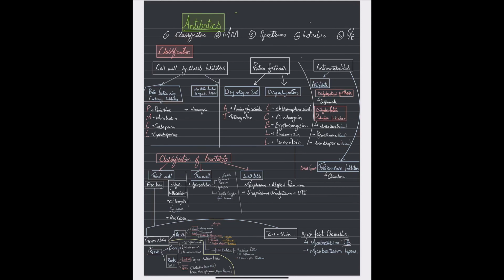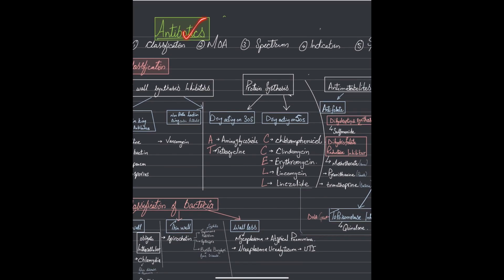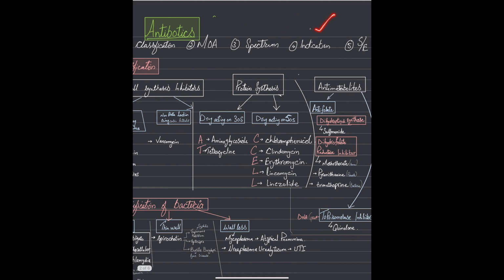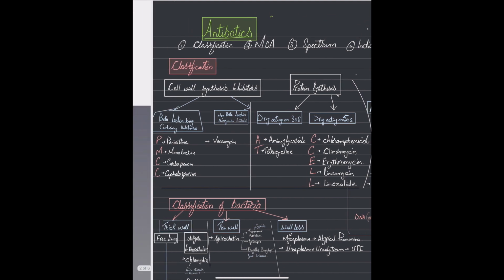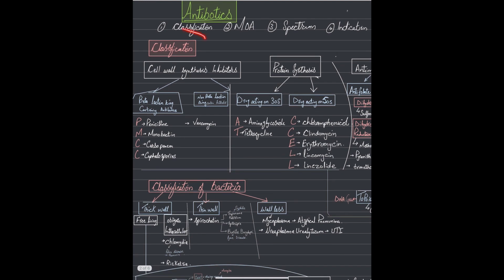Okay guys, today we are going to talk about antibiotics. There are basic things we have to understand today: the classification, mechanism, spectrum and indication, and side effects. The first thing is classification. First we understand the classification of drugs and the classification of bacteria.